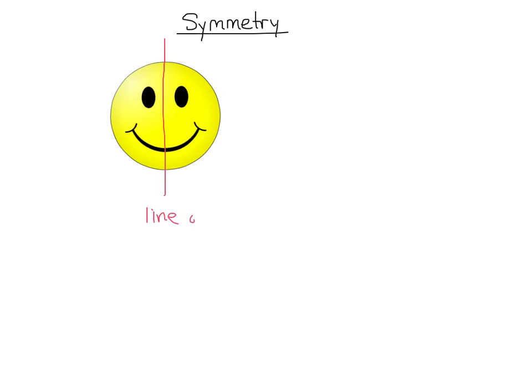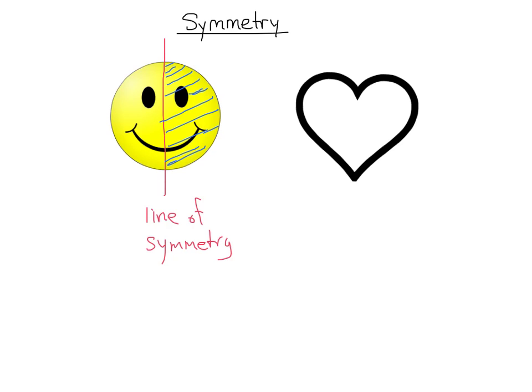And here's why. It's the line of symmetry because if I take this part of the face, if this were a sheet of paper, for example, I could fold it along that red line and fold it right over on top of the other side, and it would match perfectly. And so that's how we know that that red line right there is the line of symmetry or the axis of symmetry. Let's look at another shape.